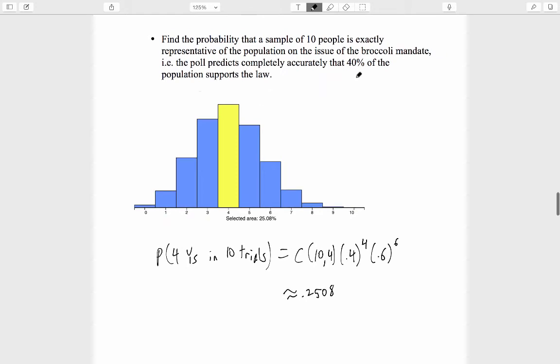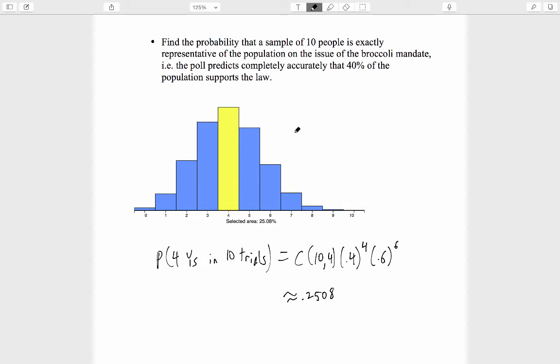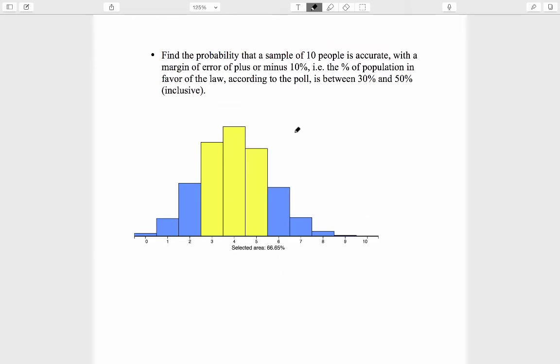That would be great, to have a survey result that's completely accurate, but no one who works in the survey business expects results to be exactly correct. There is always some margin of error. Recognizing this notion of margin of error, let's now find the probability that a sample of 10 people is accurate with a margin of error of plus or minus 10%. In other words, according to the results of our survey, the percentage of the population in favor of the law is somewhere between 30% and 50%, or in terms of the histogram, that it looks like so.